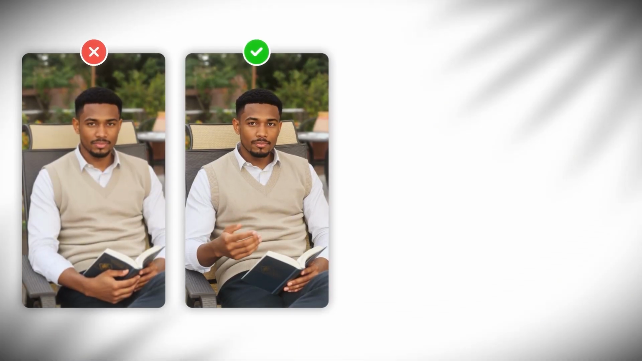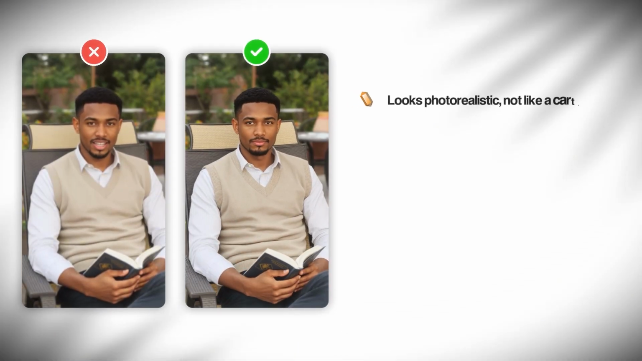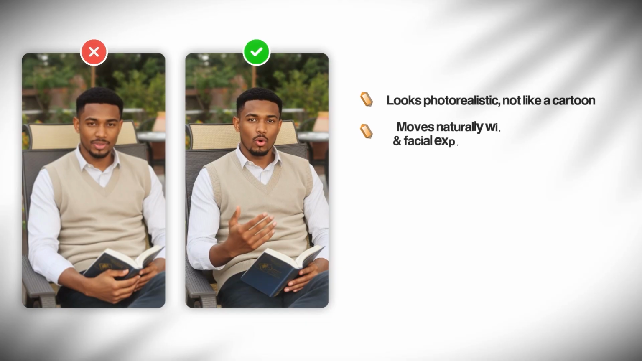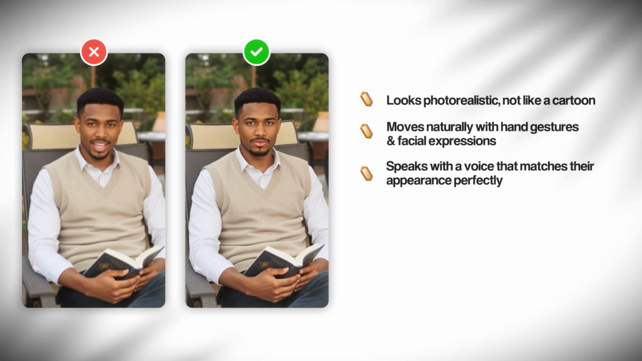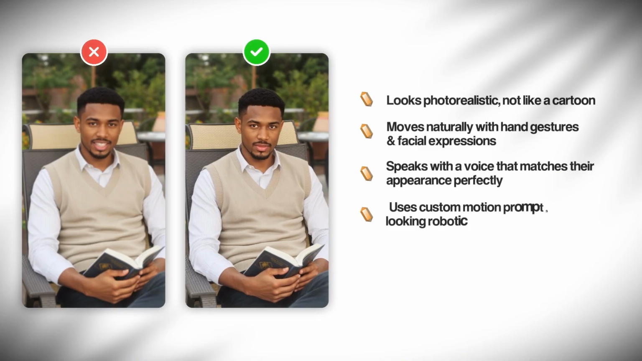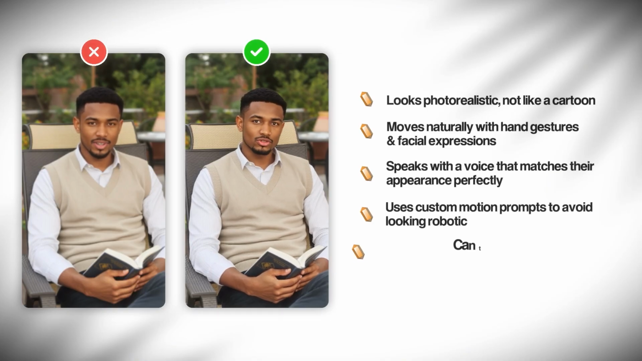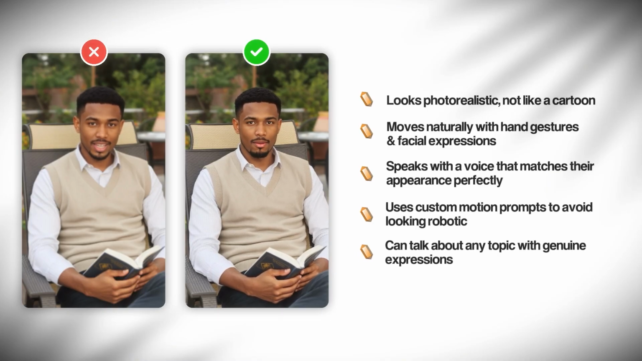Before we dive in, let me show you exactly what we're creating today. We're going to build an AI avatar that looks photorealistic, not like a cartoon, moves naturally with hand gestures and facial expressions, speaks with a voice that matches their appearance perfectly, uses custom motion prompts to avoid looking robotic, can talk about any topic with genuine expressions. And here's the secret weapon. We're using ChatGPT to generate prompts that make your avatar 10x more realistic than what most people create. Even HeyGen's own tutorials don't show you this method.